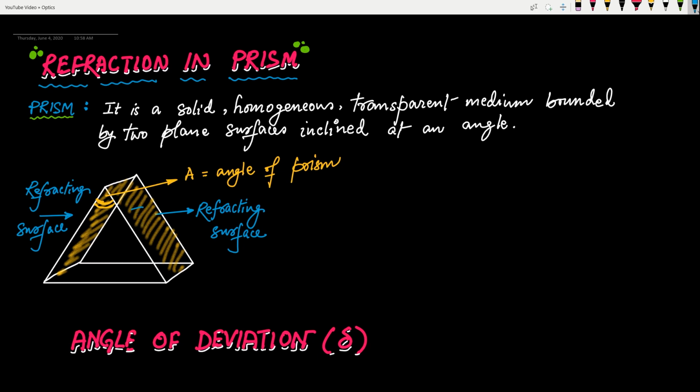Okay, these are the two plane surfaces which are kept at a certain angle, and that angle is known as angle of prism, which I have written here, that is known as A. Okay, you can see that this angle is actually the angle between the two refracting surfaces.